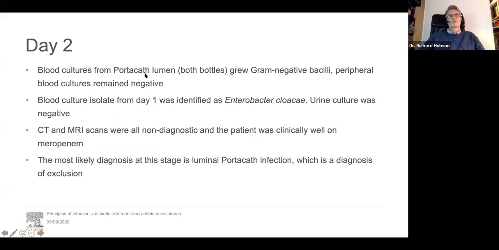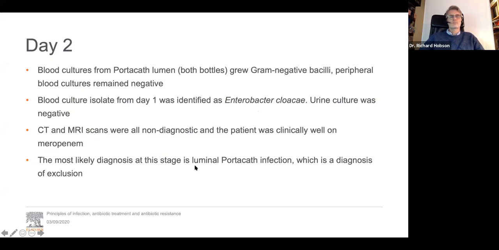Then what happened the next day was the blood cultures from the portocath lumen, both bottles, grew gram-negative bacilli, but the peripheral blood cultures taken at the same time remained negative. So that finding would suggest that there were a lot more bugs in the portocath lumen than there were in the peripheral blood when the samples were taken, as long as the volumes were roughly the same. And it's kind of consistent with or suggestive of a portocath infection. The blood culture isolate from the first day, peripheral, was identified as Enterobacter cloacae. A urine culture was negative, and all the scans I mentioned were negative, non-diagnostic.